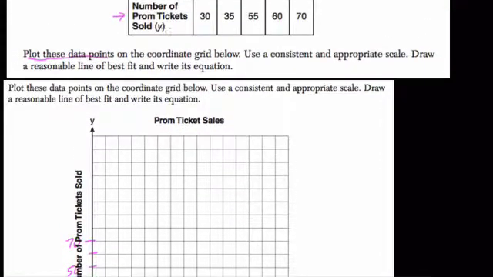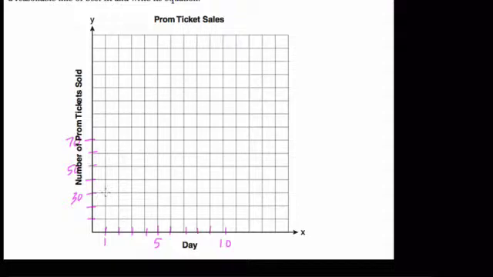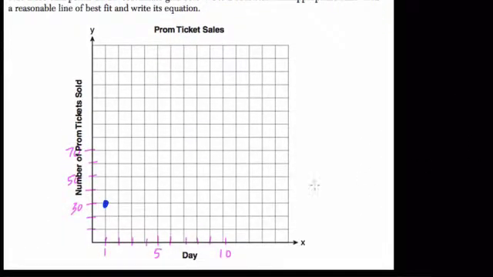Our first point, the day is 1, and the number of tickets sold is 30. So the point is (1, 30), right? Because these can be represented as points. And then the next day, 2 is 35. So 2, here's 30, 40. 35 would be halfway there.